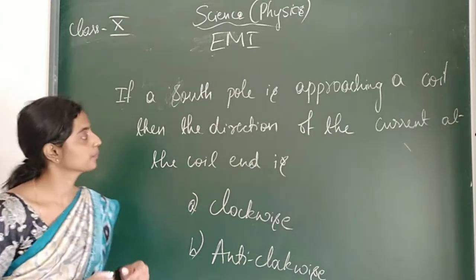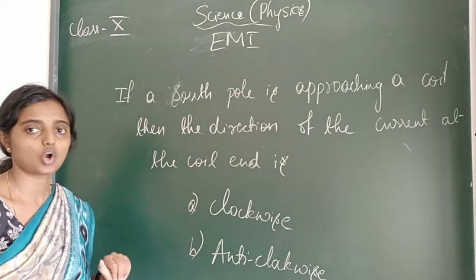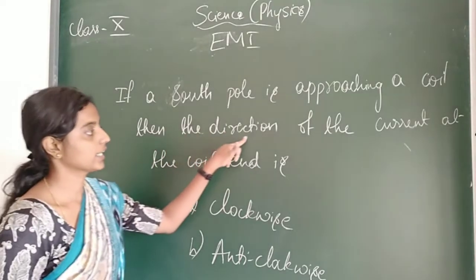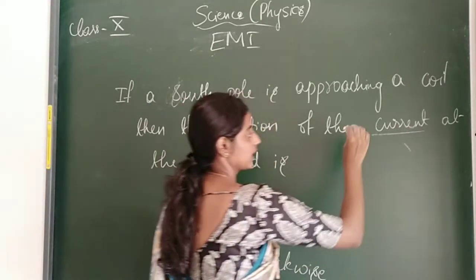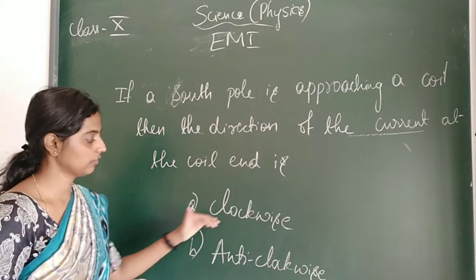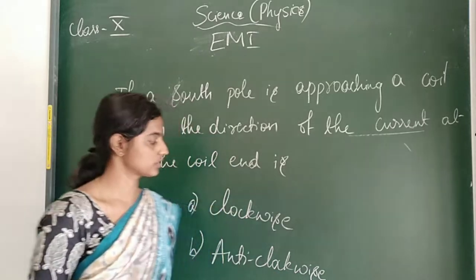Look at the question. If a south pole is approaching a coil, then what is the direction of the current at the coil end? We need to find out the direction of current. Here I simply gave two options. In the exam they will add two more options.